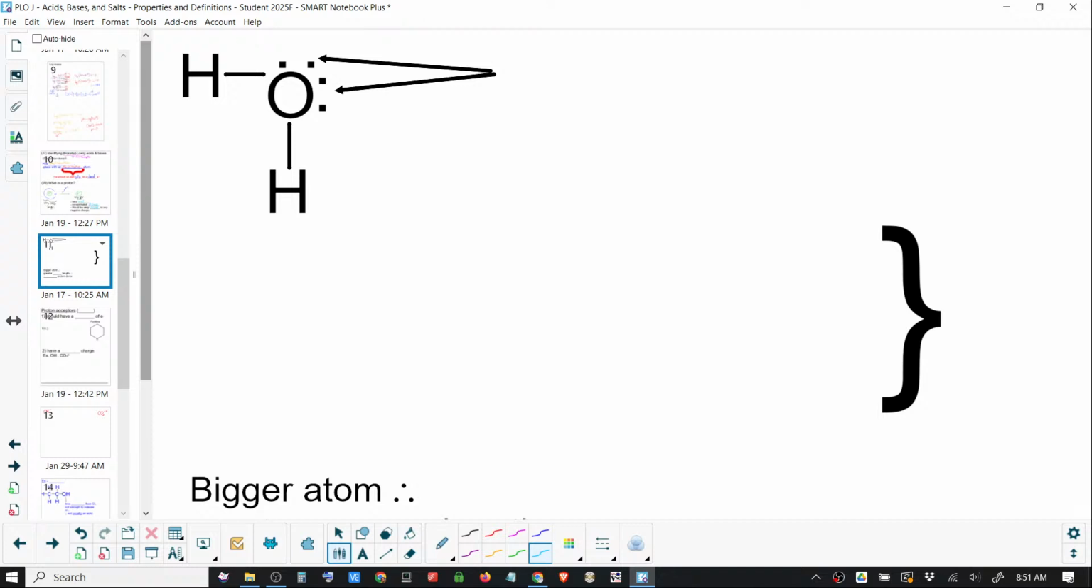From Lewis dot diagrams, what are those? Electrons? There are electrons. What do we call them? Valence electrons? They would have to be valence electrons. Yep.